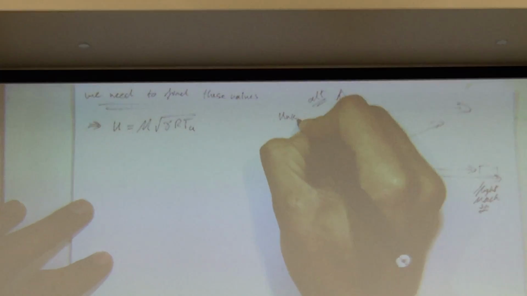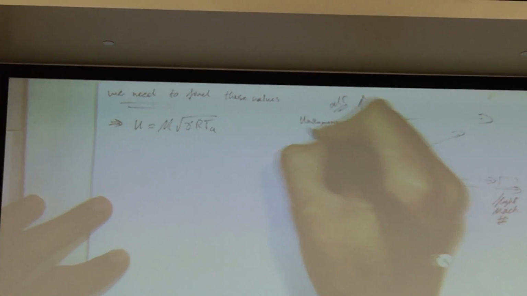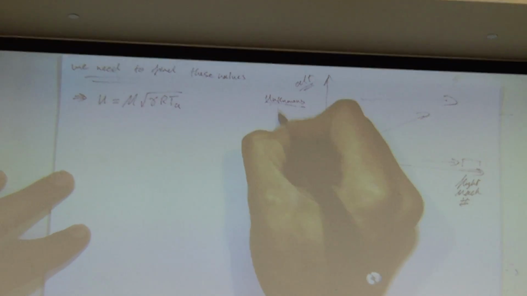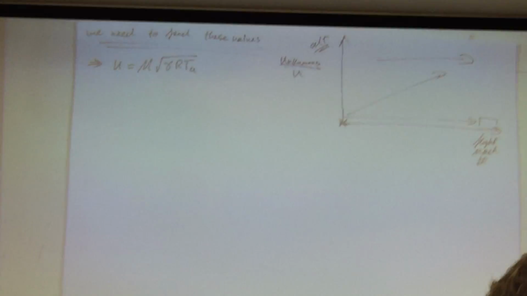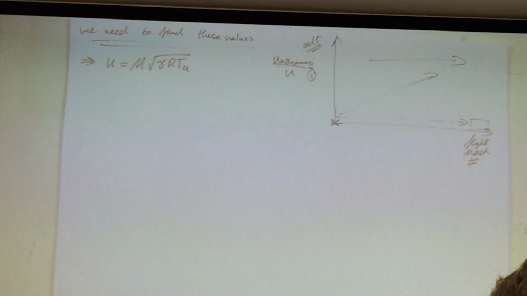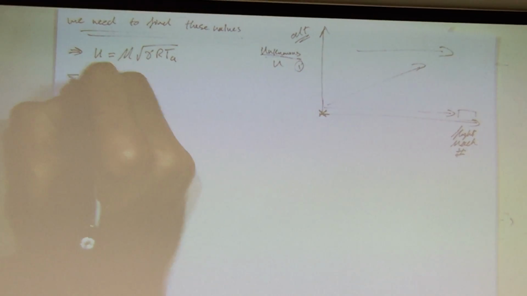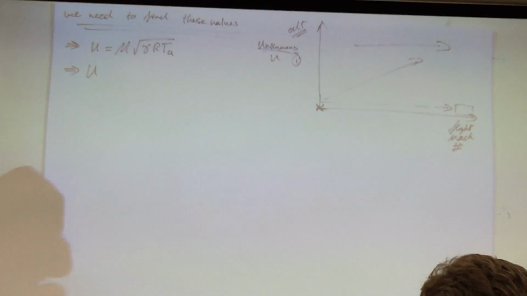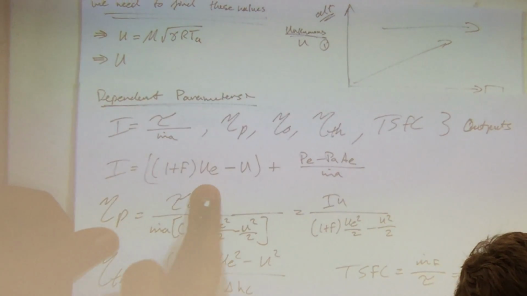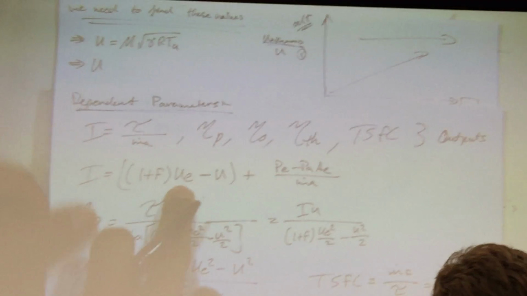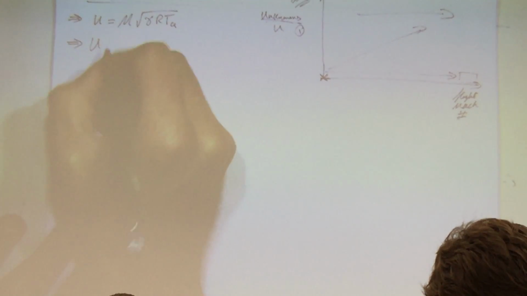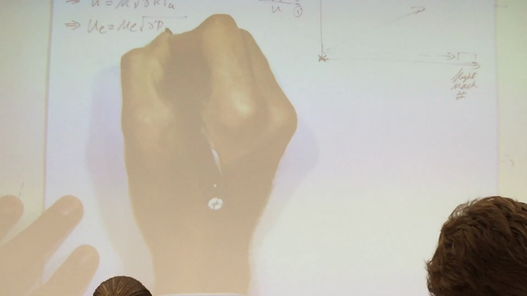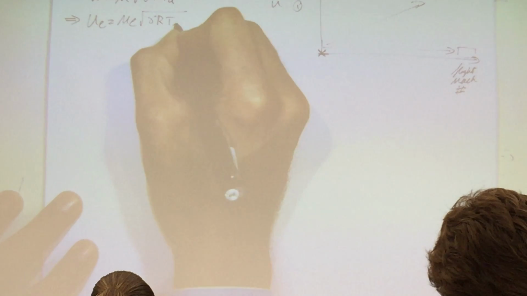I want to know the unknowns. So what do I have? I have the Mach number, flight Mach number, so I can get my velocity based on this. It's an unknown factor. We'll do an example problem. The other one is I need to know my exit velocity, because if I'm trying to get specific thrust, I need my exit velocity. Exit velocity is equal to M exit square root of gamma R T exit.